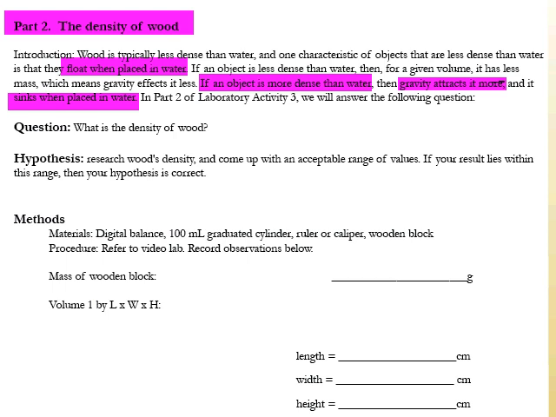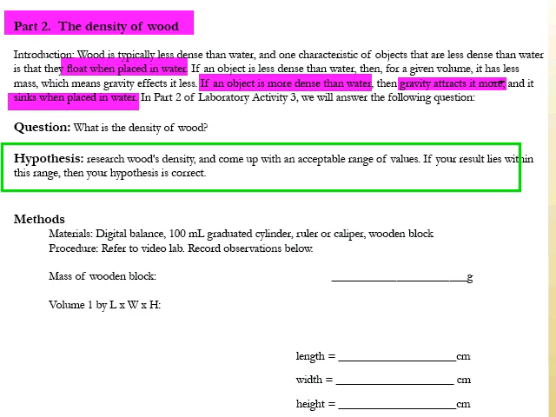So in part 2 of this laboratory activity, we're going to answer this question: what is the density of wood? So for your hypothesis, go ahead and research wood's density and come up with an acceptable range of values. There are many different types of wood, so see if you can find some different densities for different types of wood. Pick the highest and the lowest from those numbers, and that will be your range of density. So we'll calculate the density of wood here, or if you're doing this at home, on your piece of wood, and if your density is within the range that you observed, then you can say your hypothesis is correct.